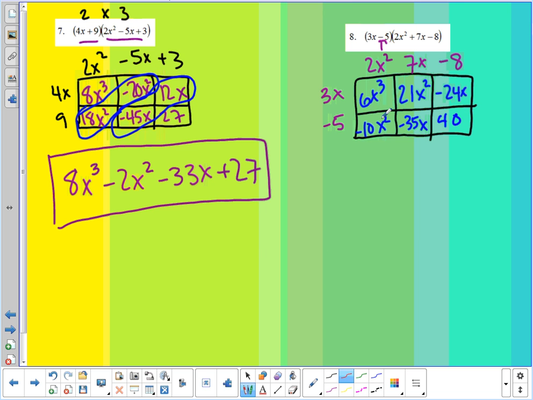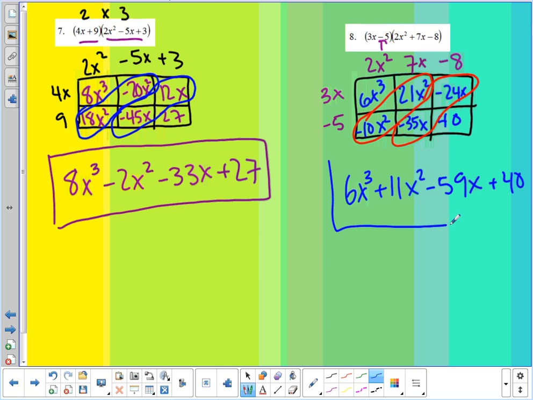So again, I'm going to check the diagonals and see if those are my like terms, and they are: x squared, x, and x. So when I put all of my like terms together, I have 6x to the third. Negative 10 and 21 is positive 11x squared. Negative 35 and negative 24 is negative 59x, and then that positive 40 is just by itself at the end. That's in standard form, and I am all set.